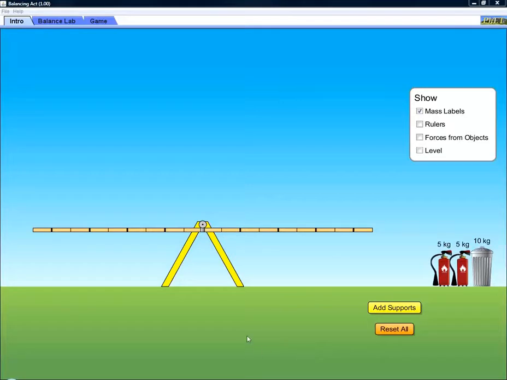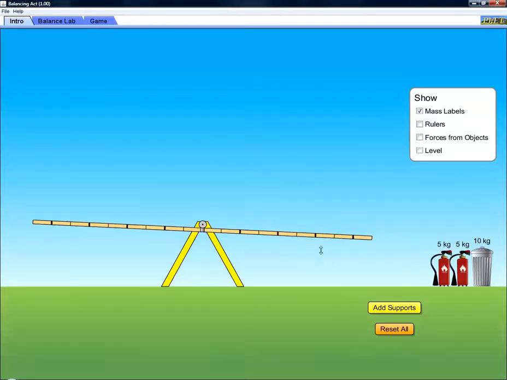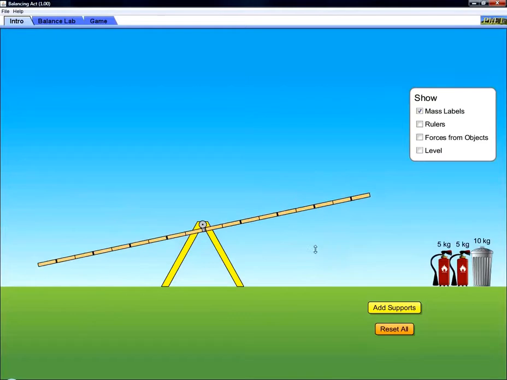Okay, moments. Moments are turning forces. That's all they are. They're forces around a pivot. A pivot is something that something else can turn around. That's all. So in this case, it's a seesaw.